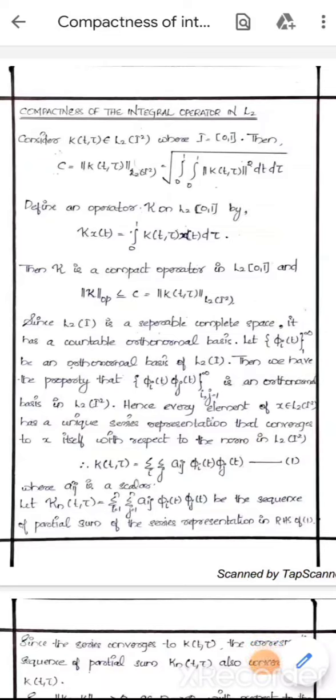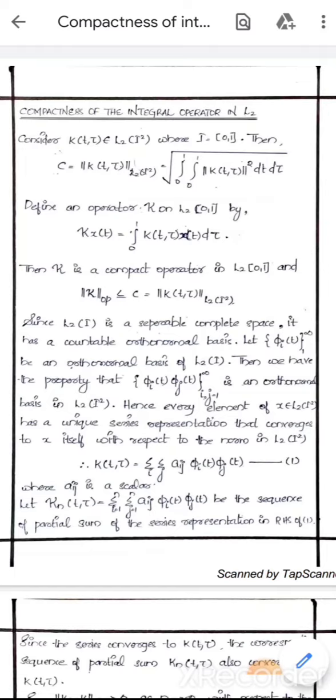Hello all. Today we are dealing with the topic compactness of the integral operator in L2. This is section 4.5a in the prescribed text of functional analysis. So let's look into the section.